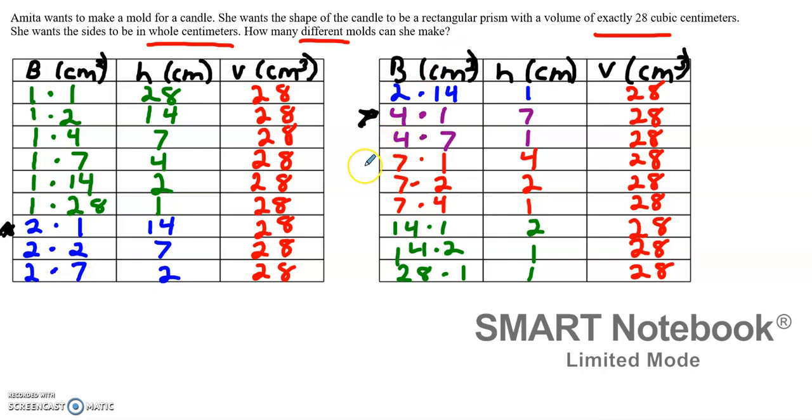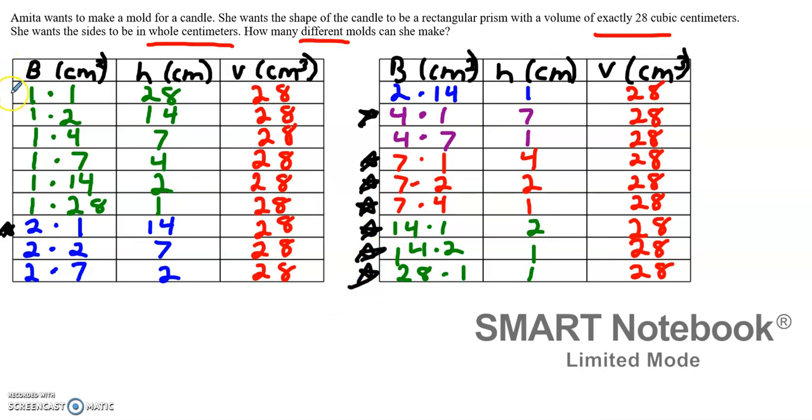Then I have 7 times 1. 7 times 1 is a double because it's listed right here. So 7 times 1, I'm going to cross off. And then 7 times 2 is the same thing as 2 times 7 here. So I'm going to indicate that's a double right there. And 7 times 4 is the same thing right here, 4 times 7. So I'm going to mark a star there. Then 14 times 1 is the same thing as 1 times 14. So that's a double. 14 times 2 is the same thing as this one, 2 times 14. And then the 28 times 1 is the same thing over here as the 1 times 28. So I've indicated which ones are my doubles.